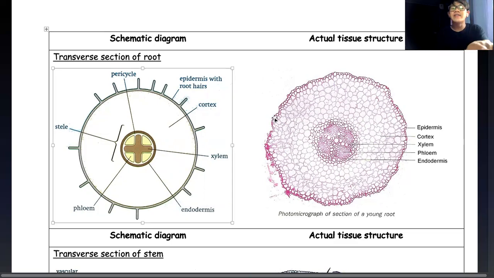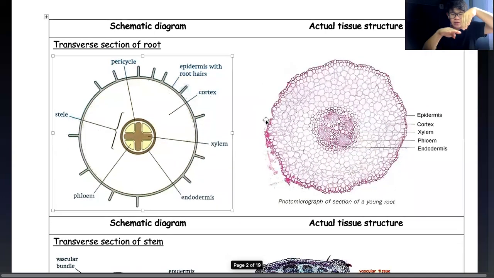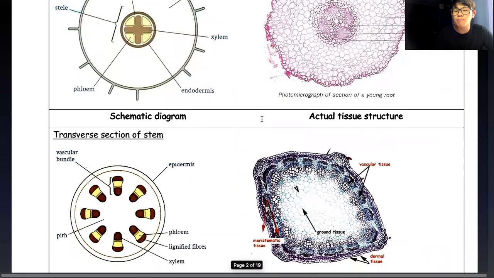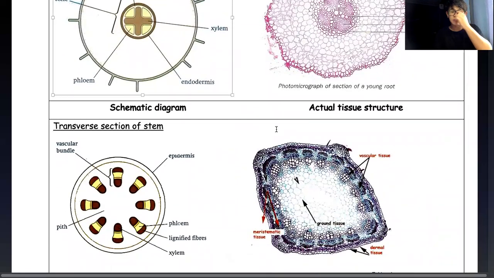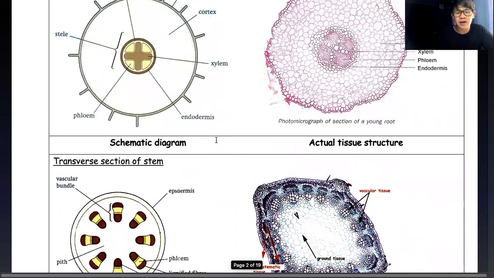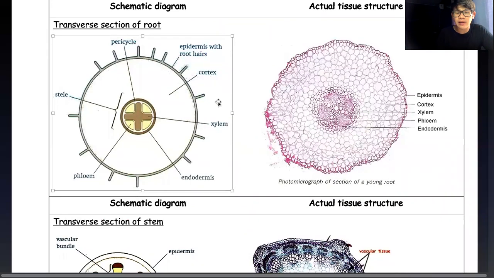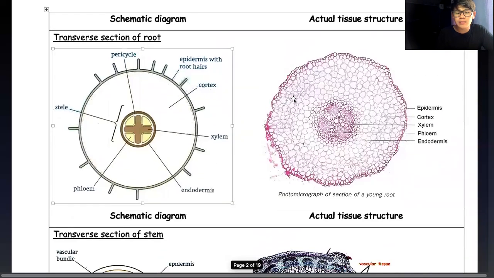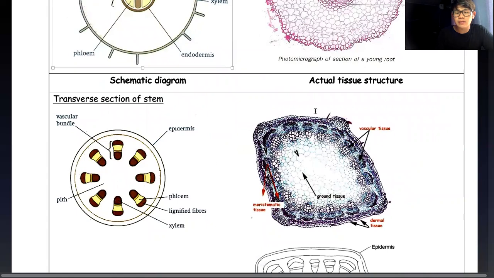Okay, so this is the transverse section, the cross section, looking at the roots. Now we are moving up, from the roots to the stem. So what is the arrangement in the stem? What are the positions? Now, if you compare the roots and the stem, okay. So again, this is the actual photograph.